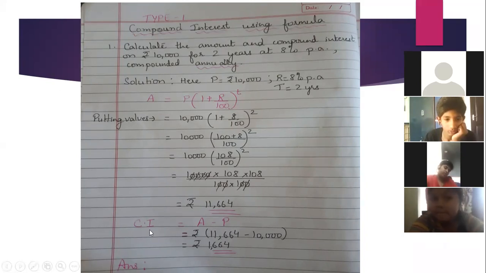After that, you're going to calculate compound interest, which is A minus P. A you have already calculated, P is given in the question, and put the values and get the answer. So calculation of compound interest is just a 2-step subtraction. Main formula is getting the amount.